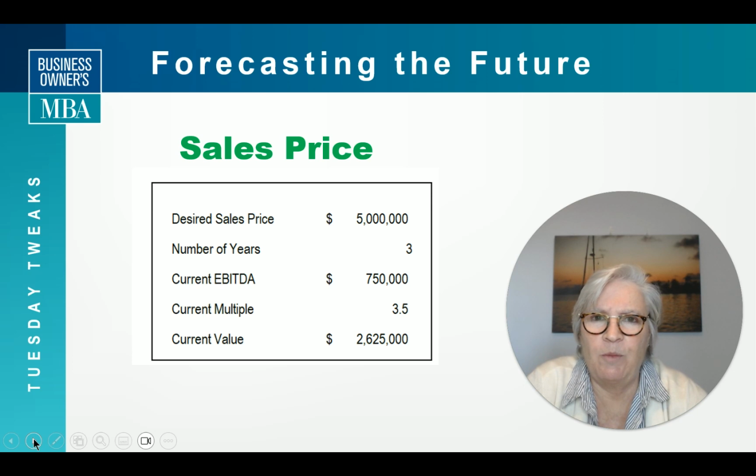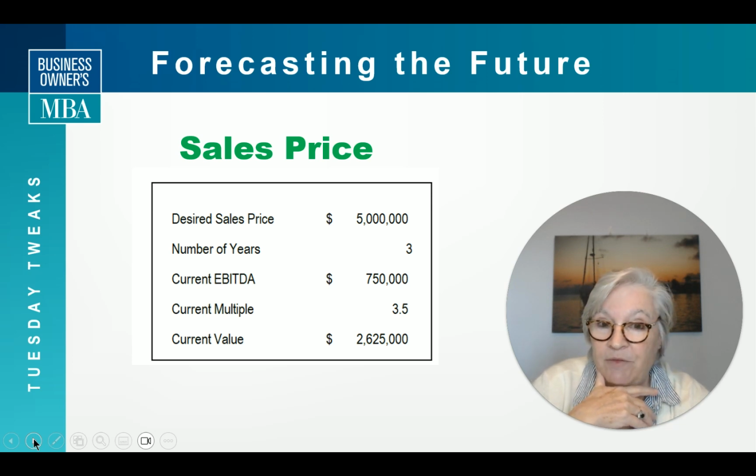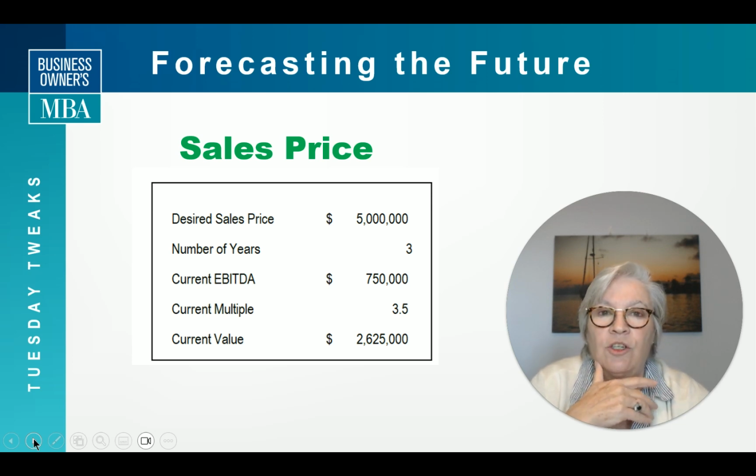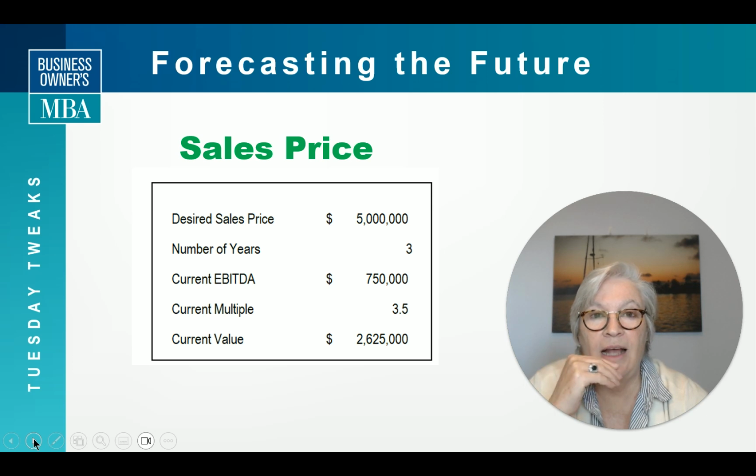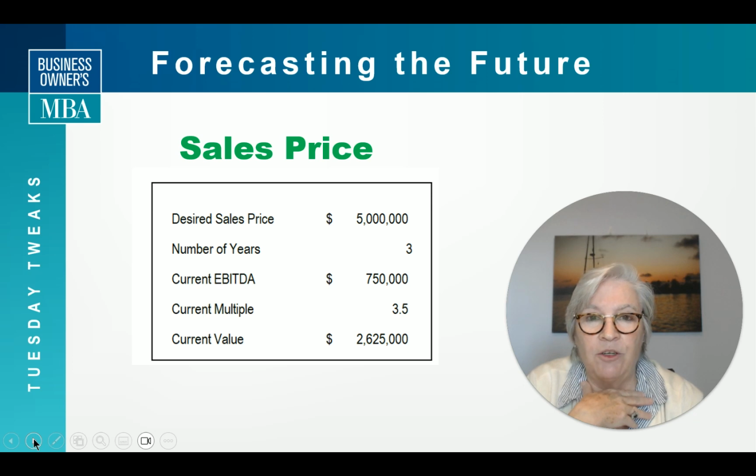The second thing a lot of people look at is sales. I want to sell my company in 3 years for $5 million. Now we know revenue and sales are not the same. So we look at the current EBITDA of $750,000, and we determine that in this industry for the last couple of years, the companies have been selling at a 3.5 times multiple. Okay, so 3.5 times EBITDA, which gives the current company a value of $2.6 million.